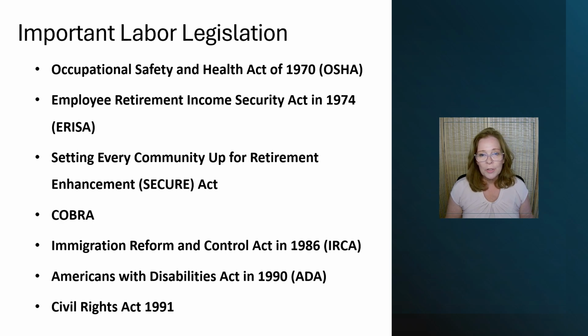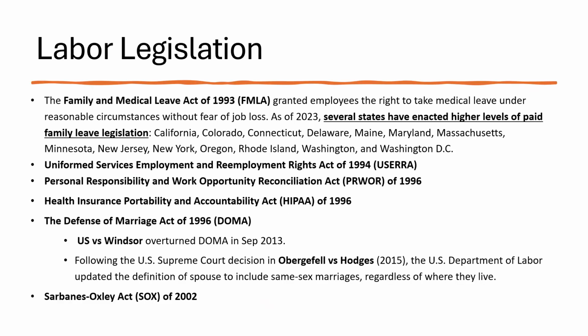COBRA extends health insurance coverage after termination, whereas the Immigration Reform and Control Act in 1986 requires employers to provide proof of employment eligibility, and employers may use the E-Verify system to confirm legal employment eligibility. The Americans with Disabilities Act in 1990, or ADA, protects the rights of disabled workers, as well as the Civil Rights Act of 1991, which legislated monetary penalties for civil rights infringements. And there's even more legislation.